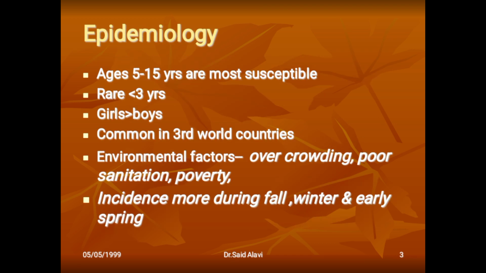Epidemiology: 5 to 15 years is the most susceptible age group, rare in children less than 3 years. Girls are more affected than boys, common in third world countries. Environmental factors include overcrowding, poor sanitation, poverty, and incidence is higher during fall, winter, and early spring.